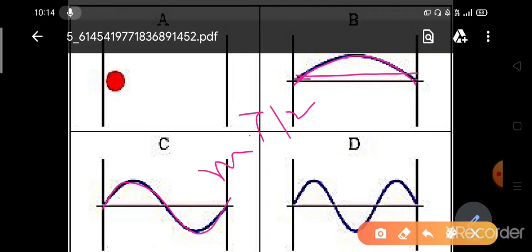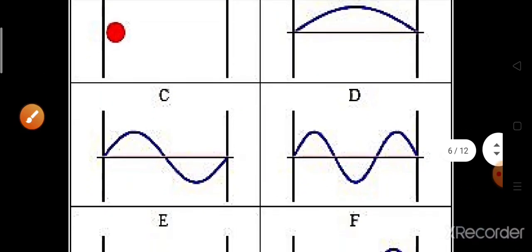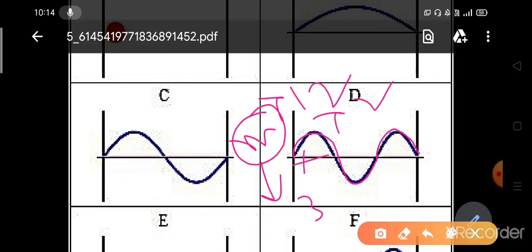So the wavelength here has decreased and the frequency has been increased. Whenever you take this one, that is m into lambda by 2, here m will be 3. This is lambda by 2, this is lambda by 2, and this is lambda by 2. So in total it is 3 into lambda by 2.